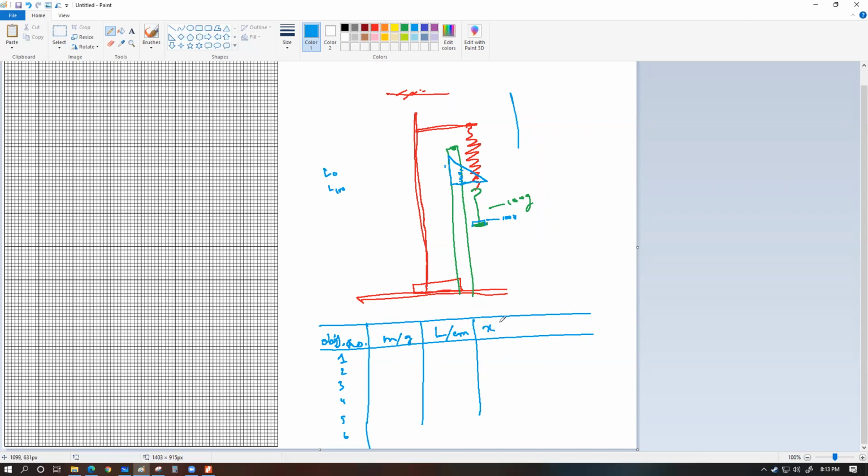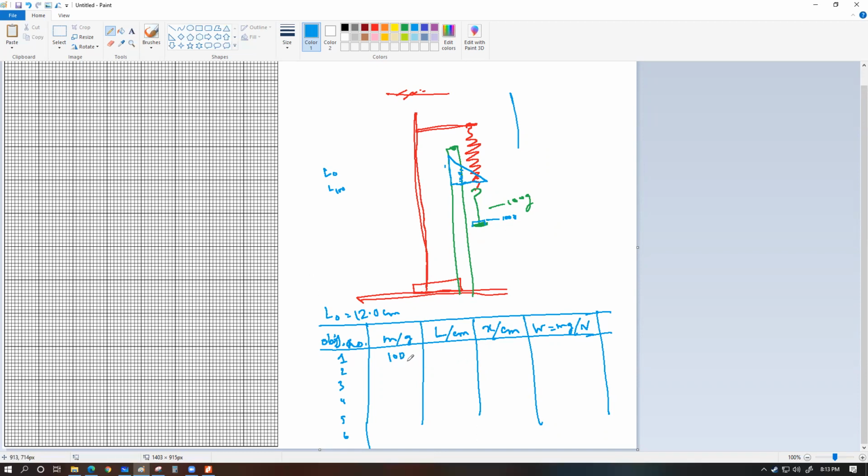X is basically the extension, which can also be in centimeter, and then we can also have the weight, equal to mg, which is going to come in Newton maybe. Okay, so we first loaded 100 gram, this is our blue mass that we're talking about. So let's say we add 100 gram maybe. Then our initial length is written as, let's say, 12.0 centimeter, because with a meter rule you can measure up to 0.1 centimeter, which is 1 millimeter, the smallest fraction of the meter rule. That's how a meter rule works.